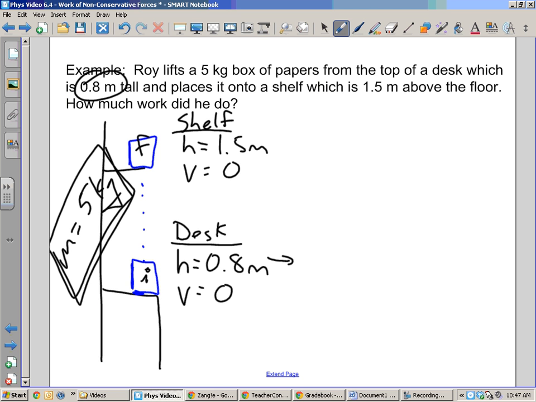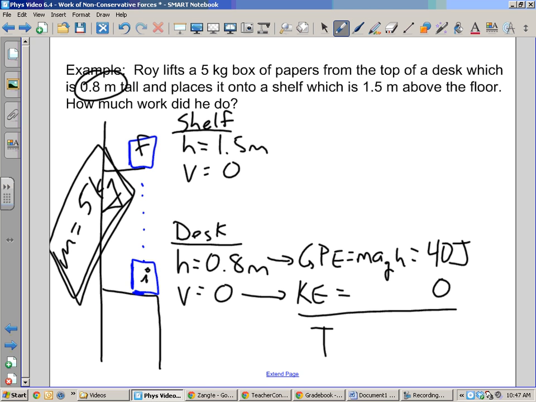So GPE equals mass times acceleration of gravity times height. I should be able to find out my GPE. The mass is 5, times 10 is 50, times 0.8 is 40 joules of gravitational potential energy. Since the velocity is 0, the KE is 0, which means my total energy initially, the total energy that my box began with before Roy lifted it, is 40 joules.